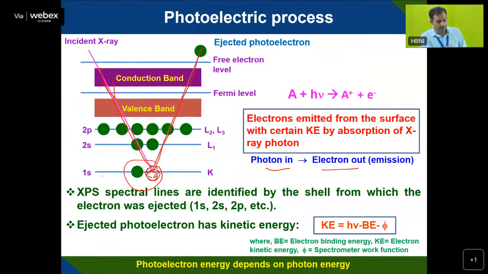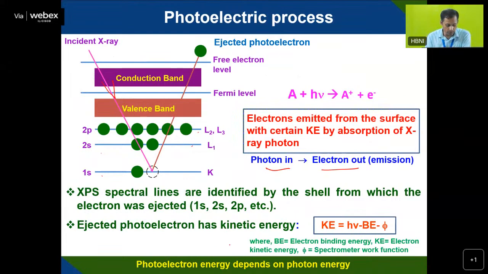So XPS spectral lines are identified by the shell from which the electron was ejected. Like this electron is coming from 1s, 2s, or 2p, etc. So it's the characteristic of that particular shell from which it comes out.